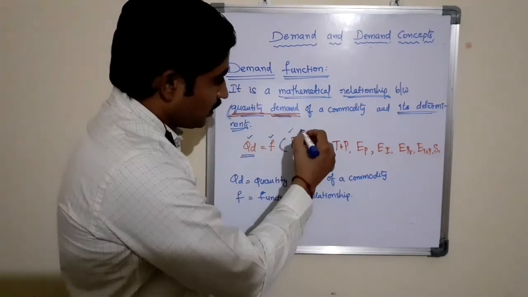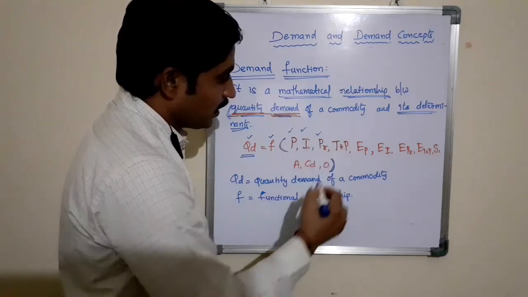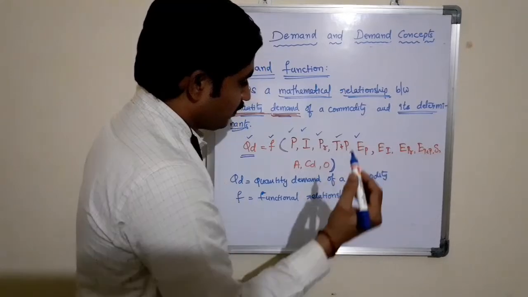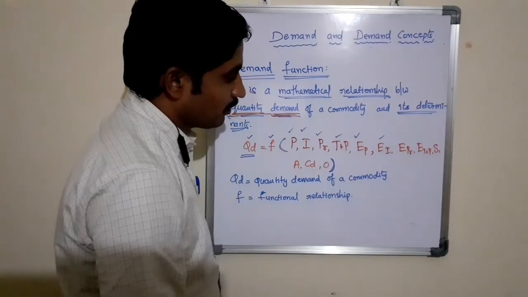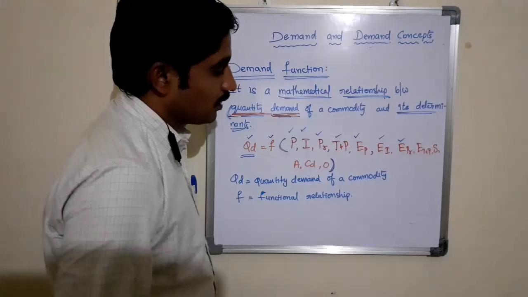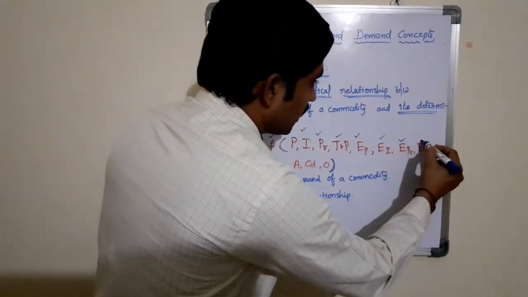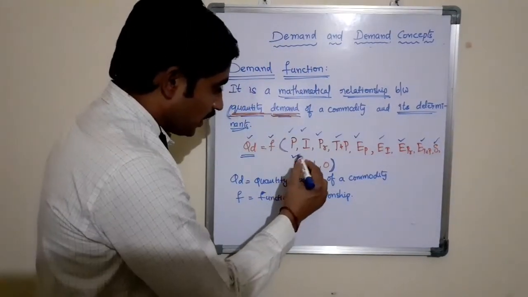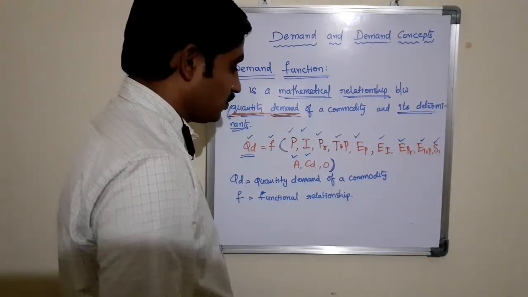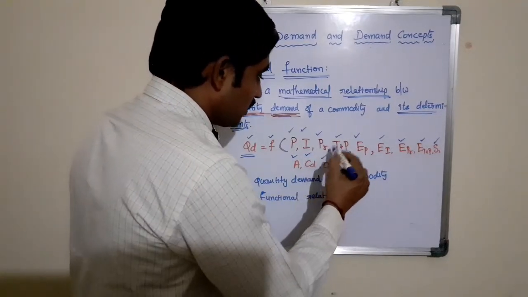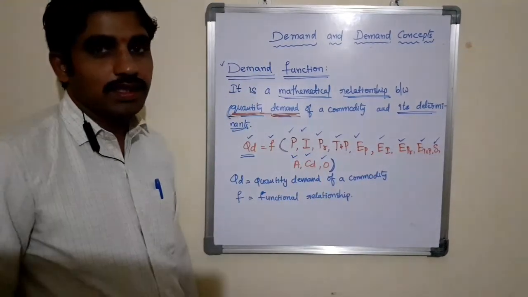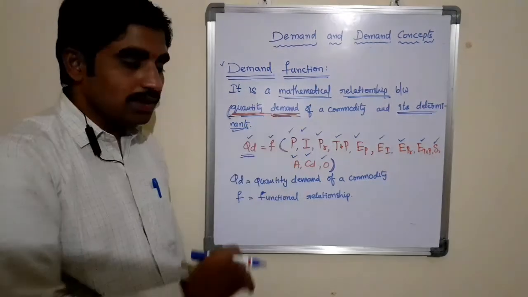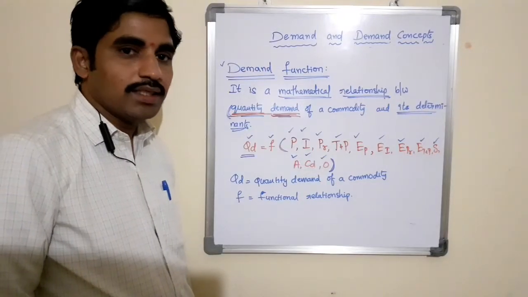P is the price of the product, then income level of consumers, price of related goods, taste and preferences, expected prices of the product in the future, expected income level of the consumers in the future, expected prices of related goods, expected taste and preferences of the customers in the future, size of the population, advertisement cost, distribution of consumers among various segments, and others. All these are different determinants of demand. All these determinants we have already discussed in the previous concept.